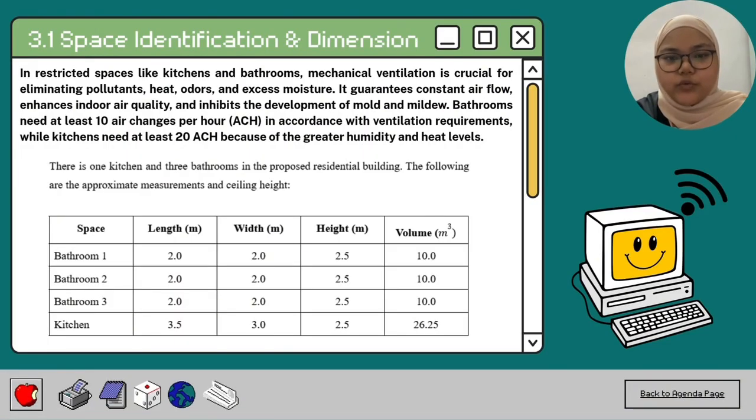In this project, we highlight why mechanical ventilation is crucial in the kitchen and the bathroom. These areas produce heat, moisture, and odors, which can cause poor air quality. So, in our house design, we have one kitchen and 3 bathrooms. Each bathroom is 10 cubic meters, and the kitchen is 26.25 cubic meters. These volumes help us calculate the required airflow to ensure fresh, clean air in each space.